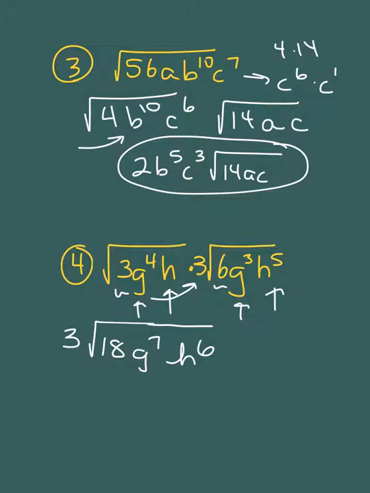Now I'll continue simplifying, so this 3 is going to stay out front. I'm going to keep rewriting that so I don't forget it. I have my two radicals. 18 has a perfect square, which is 9, so it's 9 and 2. G to the 7th I can split up as g to the 6th and g.